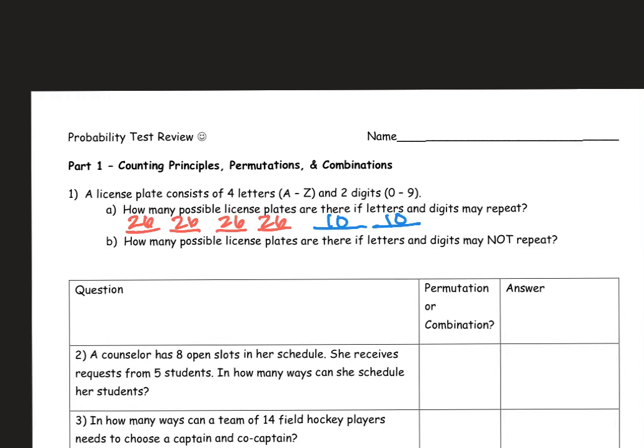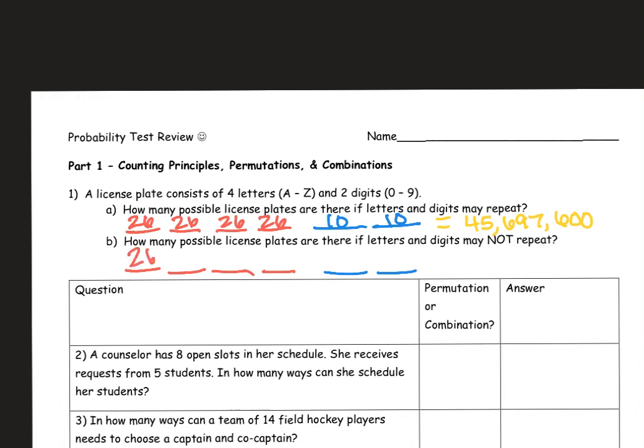So how many possible license plates can we have? Well, we're going to multiply them together. And we should get 45,697,600. Okay? Letter B. So we still have our 4 letters. We have our 2 digits. Now the only difference is that it says we cannot repeat.